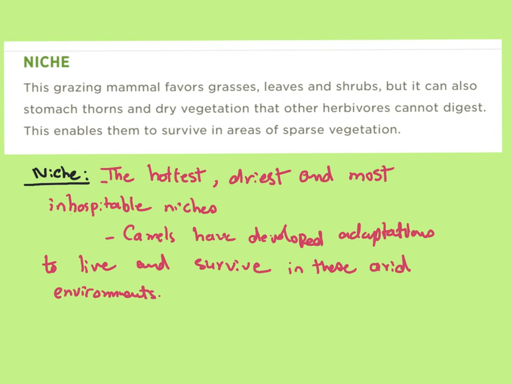This grazing mammal favored grasses, leaves, and shrubs, but it can also stomach thorns and dry vegetation that other herbivores cannot digest. This enables them to survive in areas of sparse vegetation.